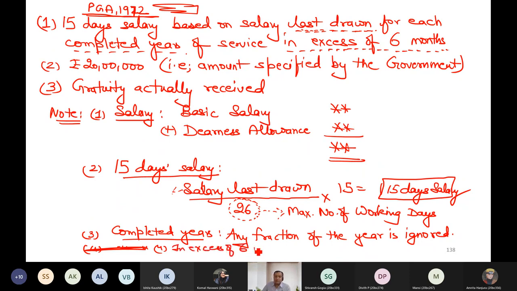In excess of 6 months means any incomplete year in excess of 6 months is not ignored, it is to be taken. Had there been only completed year, then you ignore every fraction. Suppose my service becomes 12 years 364 days, I will count my completed year as only 12. But if service completion is 12 years and 7 months, I will count my completed year as 13, not 12. I hope the point is clear.